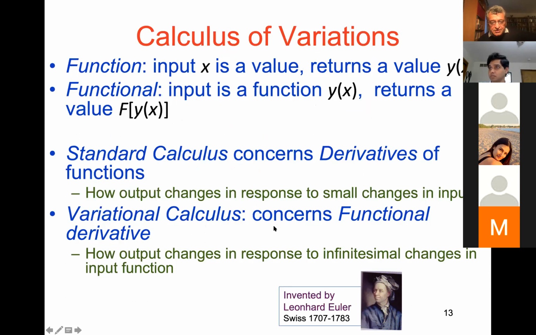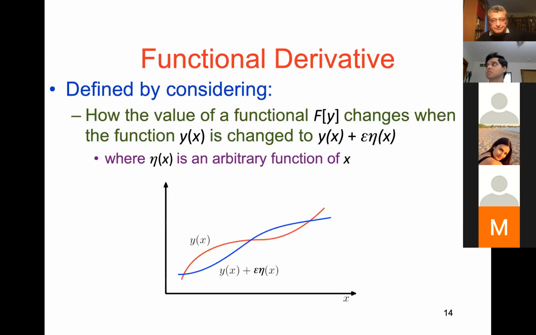Variational calculus concerns functional derivatives. So you have the functional derivative: how the output changes in response to infinitesimal changes in the input function. If I change the distribution a little bit, how much does the output change? The output is a functional. So we studied that part of it.